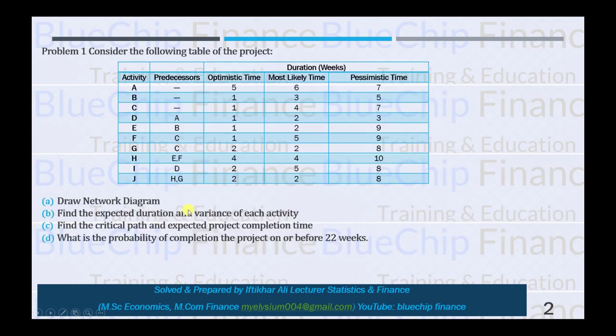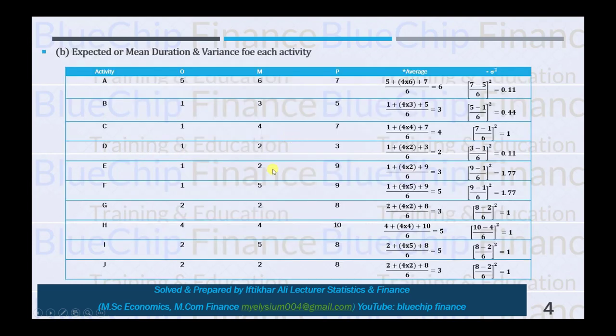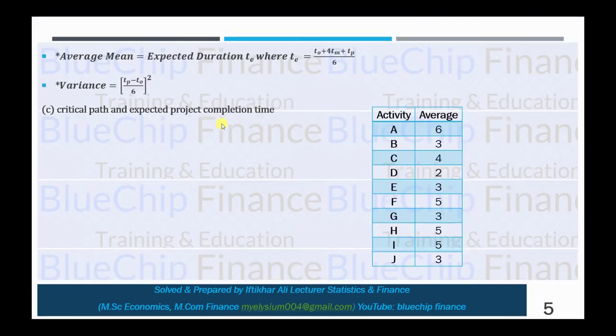Next is to find the expected duration and variance of each activity. To calculate the expected duration or mean duration and variance, you need the optimistic time, most likely time and pessimistic time for each activity. Now we will see how we can calculate this. These are the activities in the first column, and after that there are three columns representing duration in weeks: optimistic, most likely, and pessimistic time. And there are two formulas to remember, one for average and one for variance.